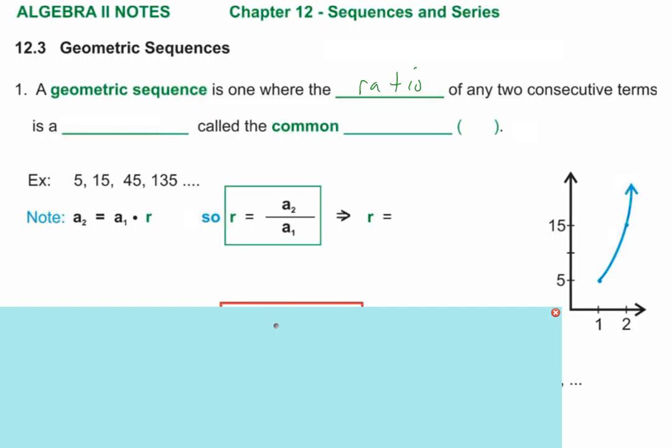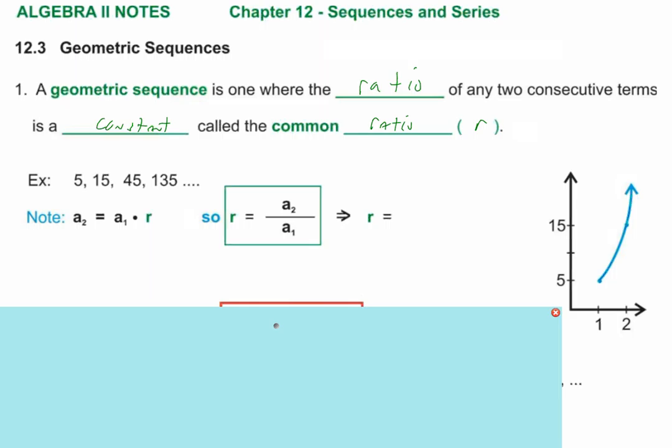All right, so common ratio: basically any two consecutive terms, the ratio of any two terms is a constant, and it's called the common ratio, and it is R. So whereas you had D with an arithmetic sequence, that common difference, now we have R, the common ratio.